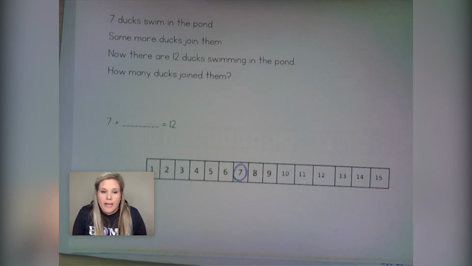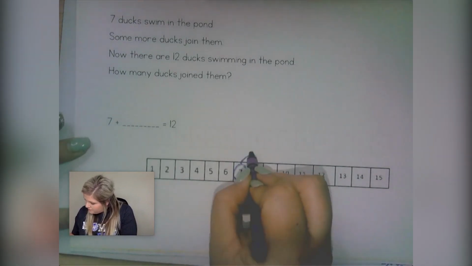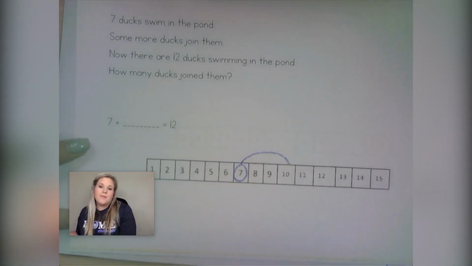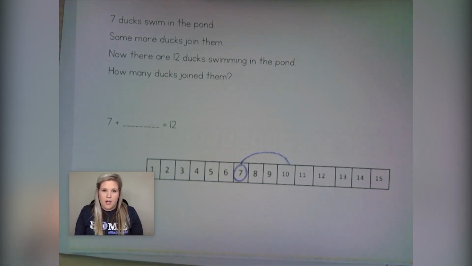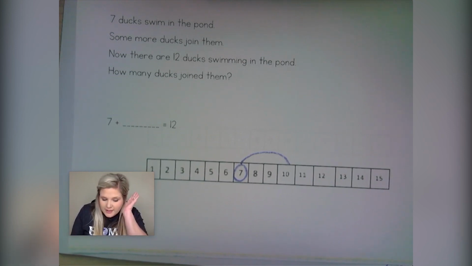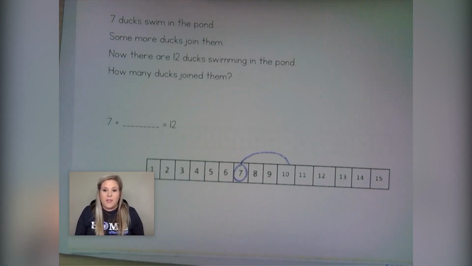I'm going to draw one big hop from 7 to 10, and I want you to do the same. Did you draw your one big hop from 7 to 10? Excellent. What number are we going to label this first big hop with? Yes, we are going to label this first big hop with the number 3 because we know that 7 plus 3 equals 10.